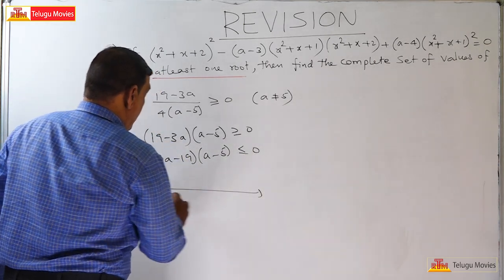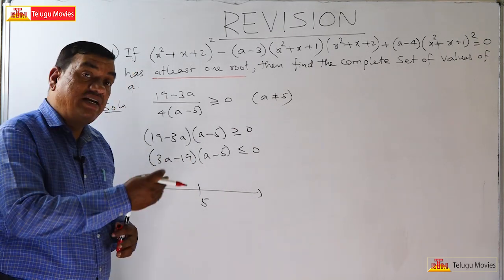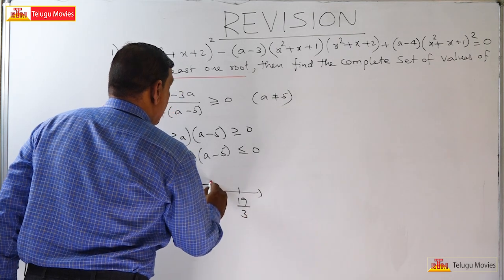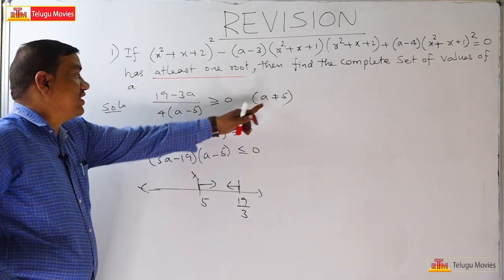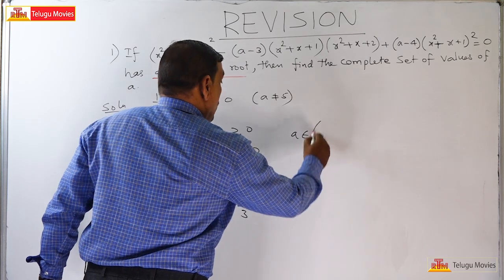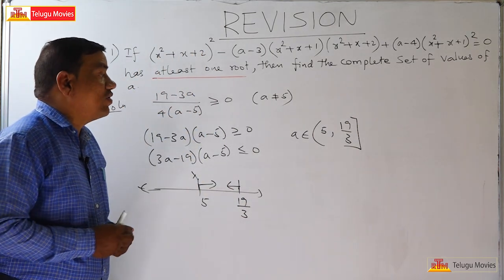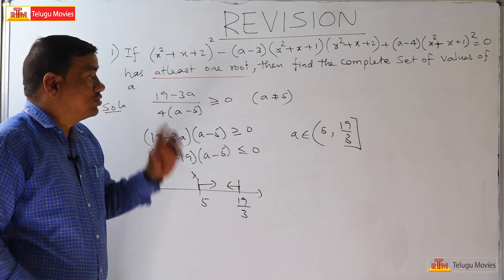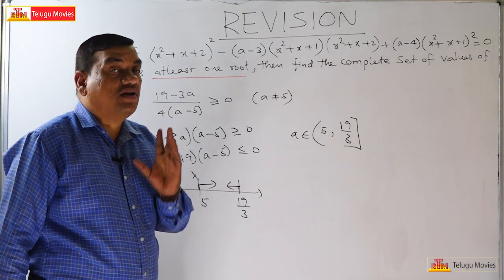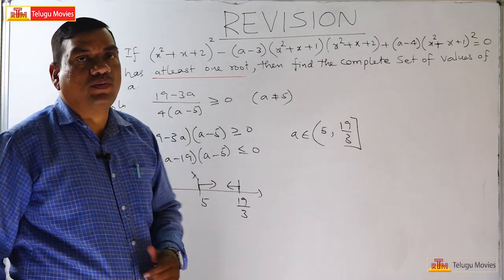By the wavy curve method, one zero is 5. The zero of 3a minus 19 is 19 by 3. Less than means inside, but here you should not take a equal to 5. Why? Because a is in the denominator. So a belongs to the open bracket 5 comma 19 by 3 closed bracket. If a belongs to 5 comma 19 by 3, then this equation has at least one real root. Very nice problem. I hope you understand the solution. Let us move to the next problem.